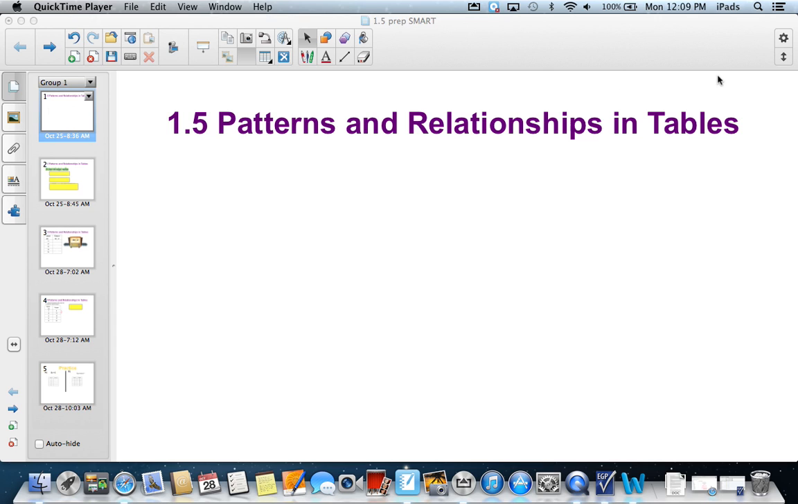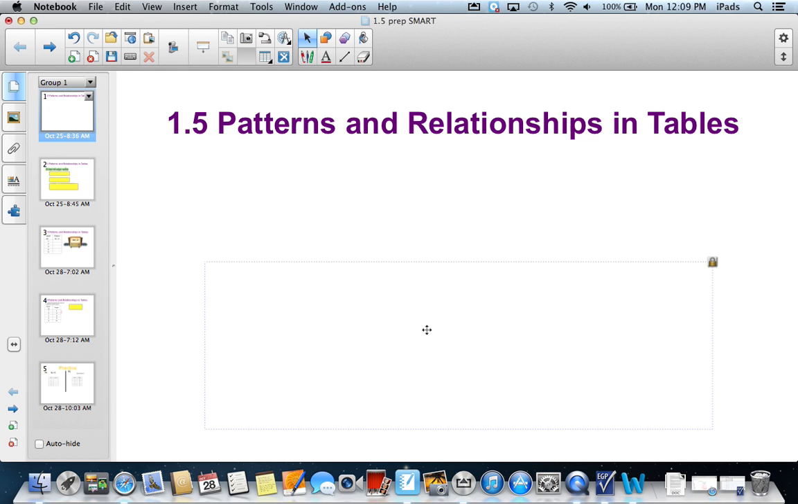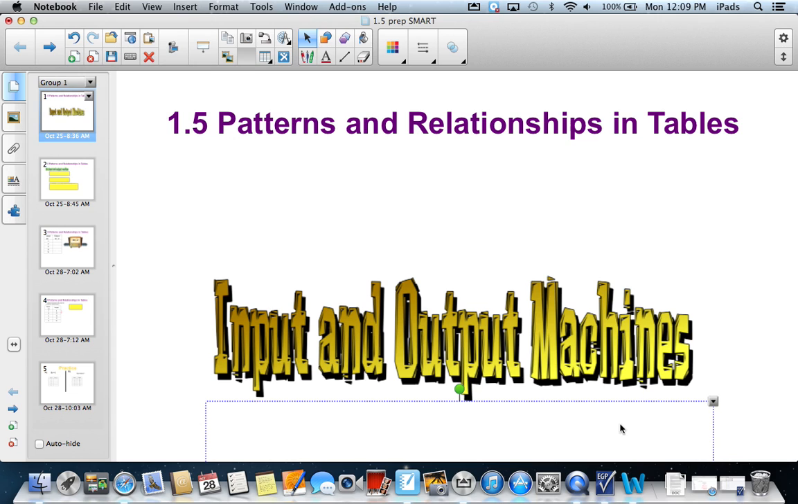Section 1.5, Patterns and Relationships in Tables. Now this sounds scary, or it sounds like something that's going to be difficult, but you have done something like this before. I do believe that you called it input and output machines. Basically, a number goes into the machine, and then a number comes out of the machine, and whatever's gone on in the machine is your expression. It's basically, what are you doing to the variable to get the number in the end?